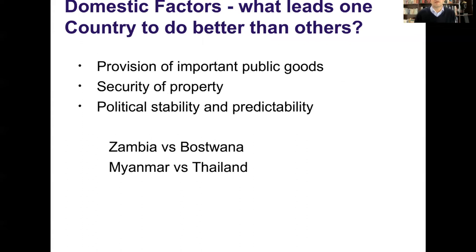We think about domestic factors. There's a large literature looking at what kind of factors lead countries to do better than others. Something we can find is that countries which provide important public goods, security of property, and political stability and predictability are all statistically more likely to develop their economies.